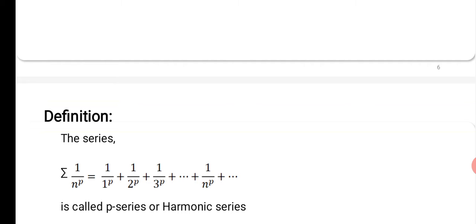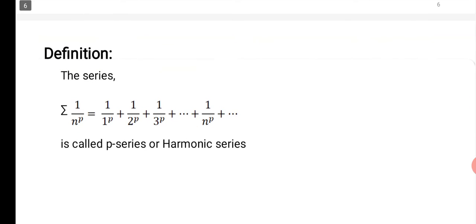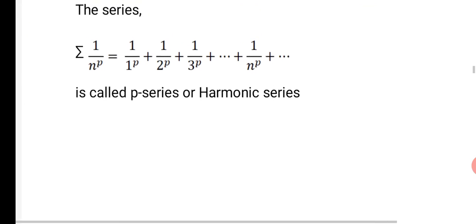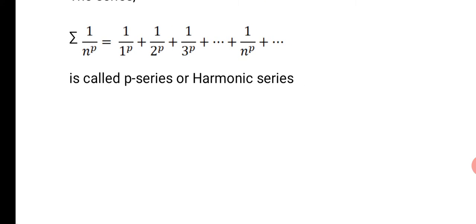Definition of the P series: the series of the form summation 1 by n to the power of p is equal to 1 by 1 to the power of p plus 1 by 2 to the power of p plus 1 by 3 to the power of p plus etc. plus 1 by n to the power of p plus etc. is called a P series or harmonic series.